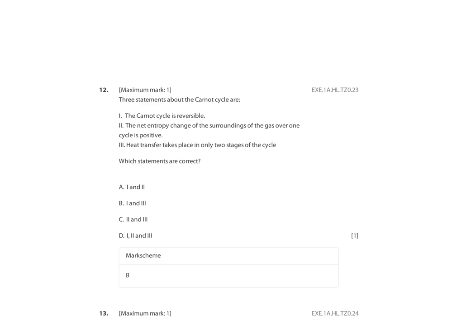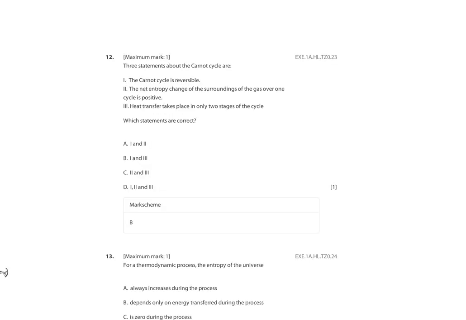Okay, two more left. Carnot cycle. I like these questions, like which ones are true. So 1, Carnot cycle is reversible. 2, net entropy change in the surroundings is positive, which makes sense. And 3, heat transfer takes place only in two stages of the cycle. So I know that 1 and 3 are definitely true. So not 1 and 2, I need 3. 1, 2, and 3, maybe 1 and 3 or 2 and 3.